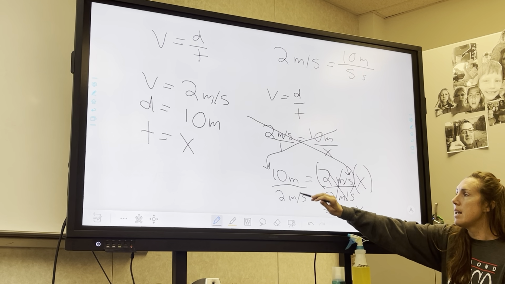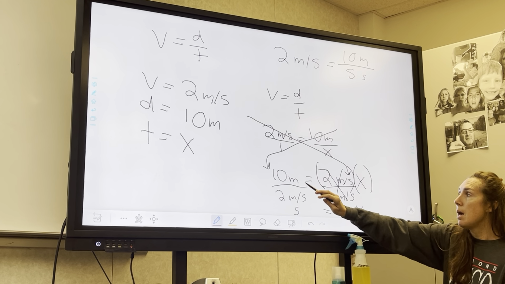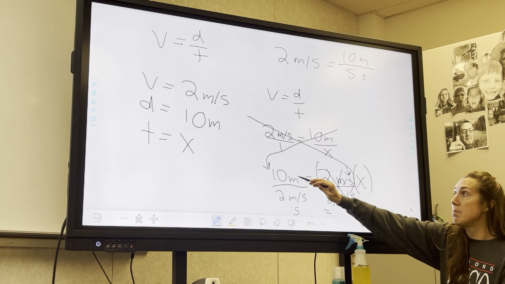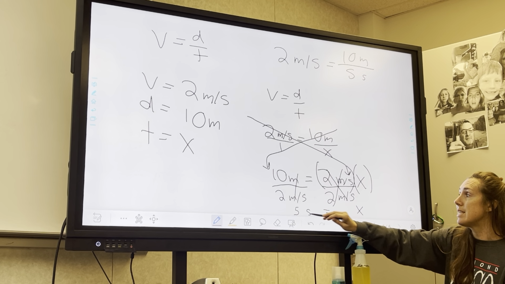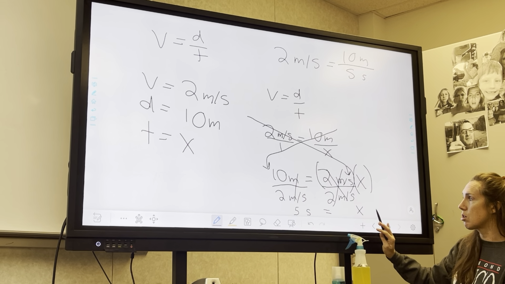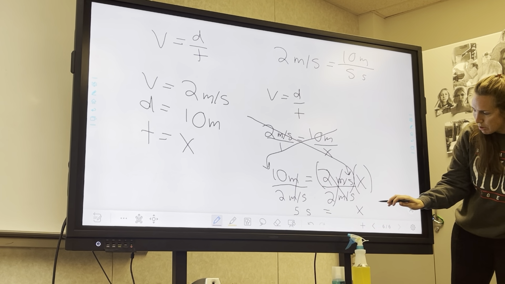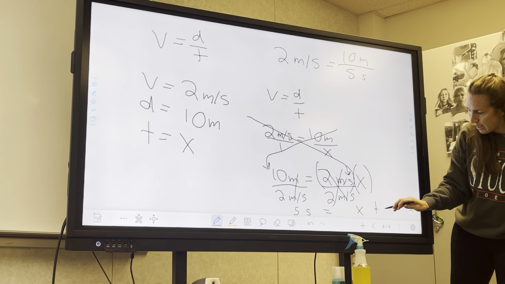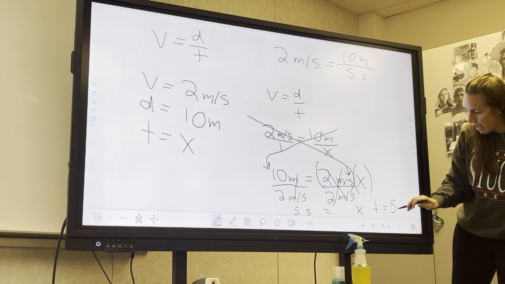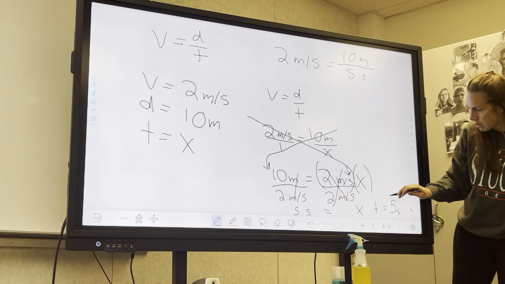10 divided by 2 is easy, it's 5. And because meters are on the top and bottom, they cross out, and that's how we're left with seconds. Now, we can't circle x equals 5 seconds because that's not what we're solving for. So I'm just going to write it over here. T equals 5 seconds.